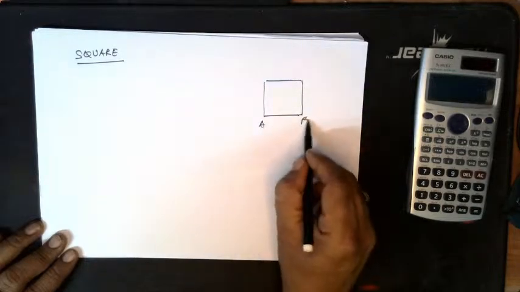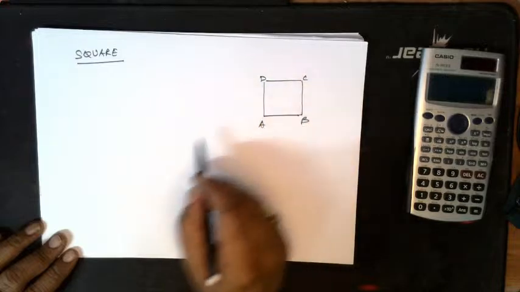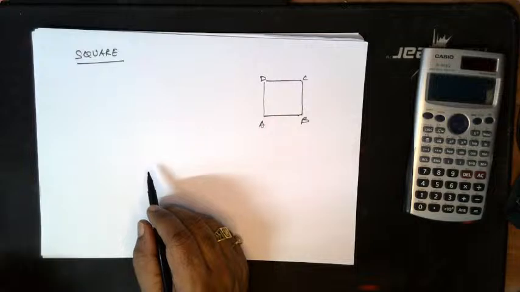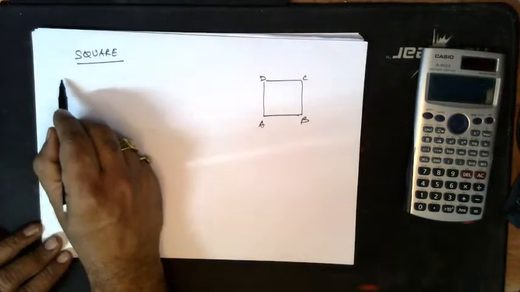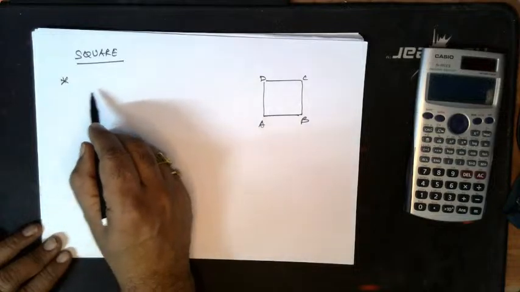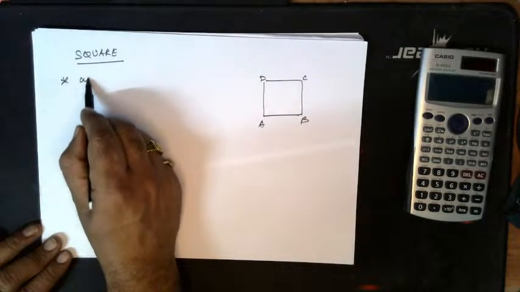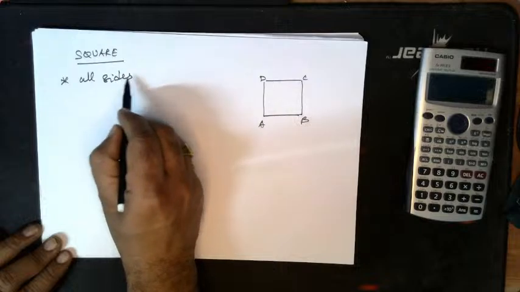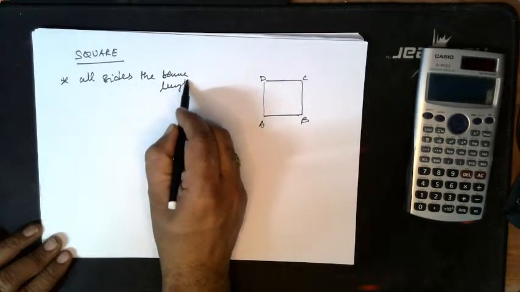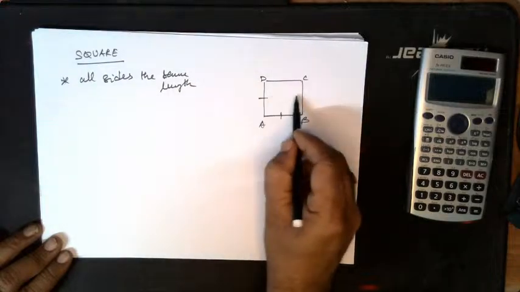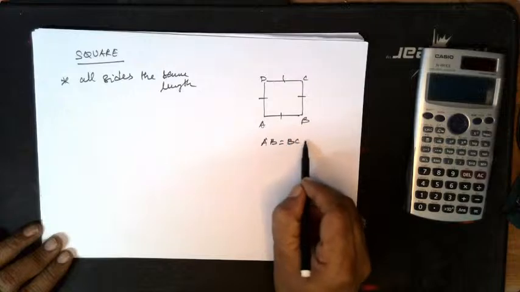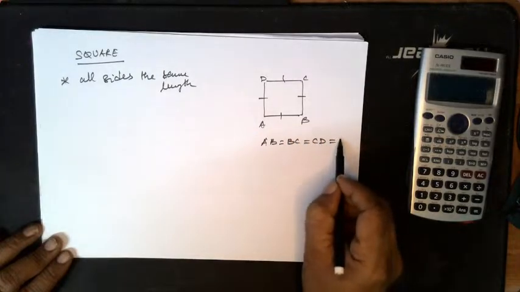A, B, C, D. Okay. Now, a square has all sides the same length. Same length. All sides are equal. AB is equal to BC is equal to CD is equal to AD.